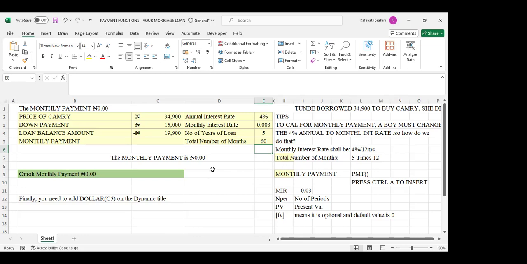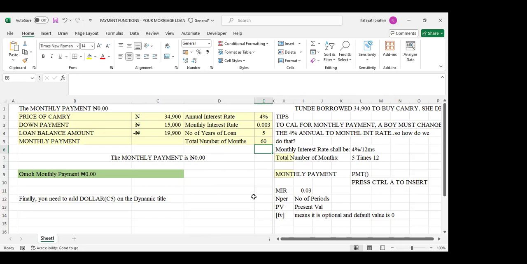So we already know the annual interest rate, and the monthly interest rate if you want to do the month option. What is the number of years? We already know it's 5. That in terms of months is 60 months. We already have the loan balance. But let me ask you a tricky question. At the end of the day, is Mr. Tunde going to pay exactly 19,900?